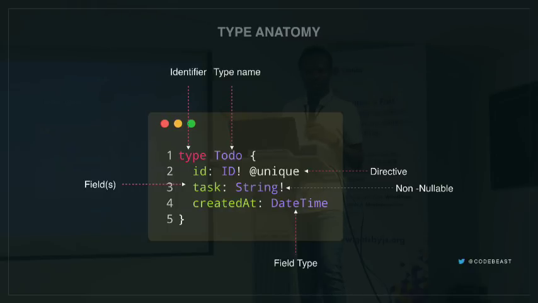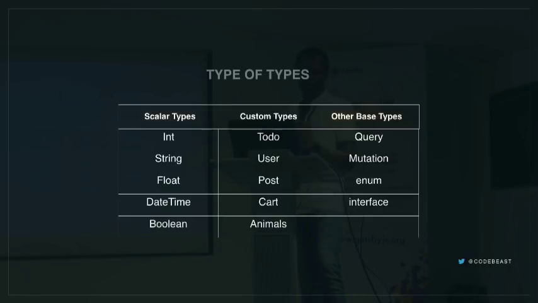The directives are GraphQL specifications that allow you to extend the existing type. So we're basically saying that this particular field should be unique. There are other types apart from what you've seen. We have three major categories: the scalar types, the custom types, and the other base types. The scalar types are the primitive types that you know from other languages: integer, string, float, datetime, and boolean.